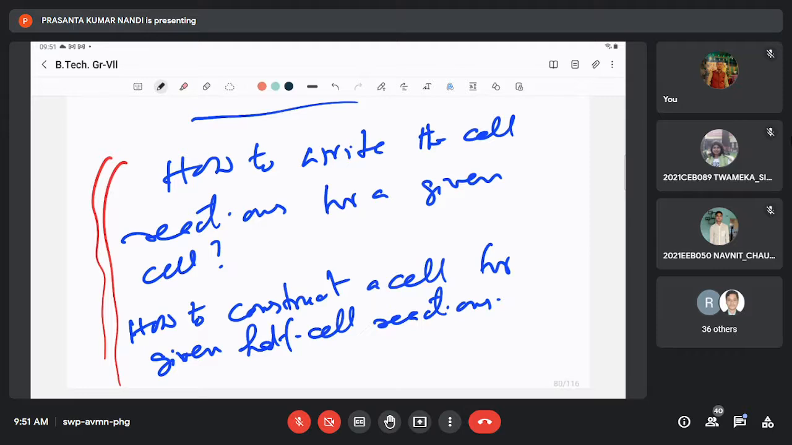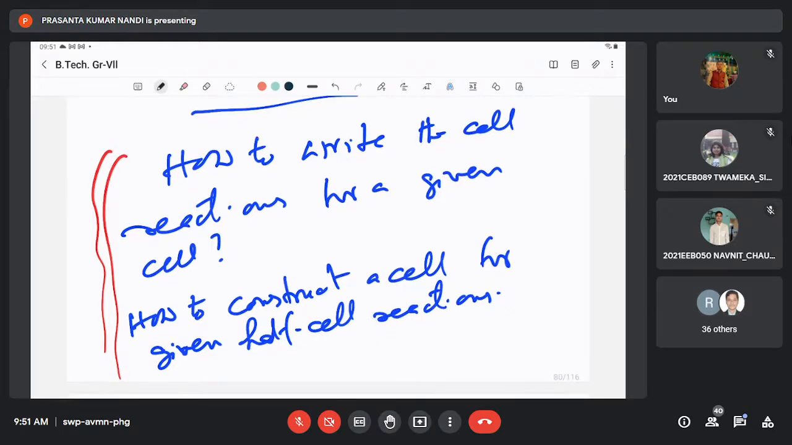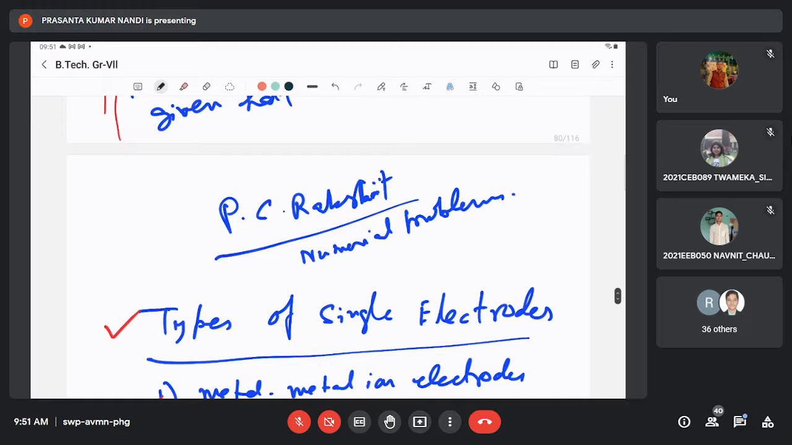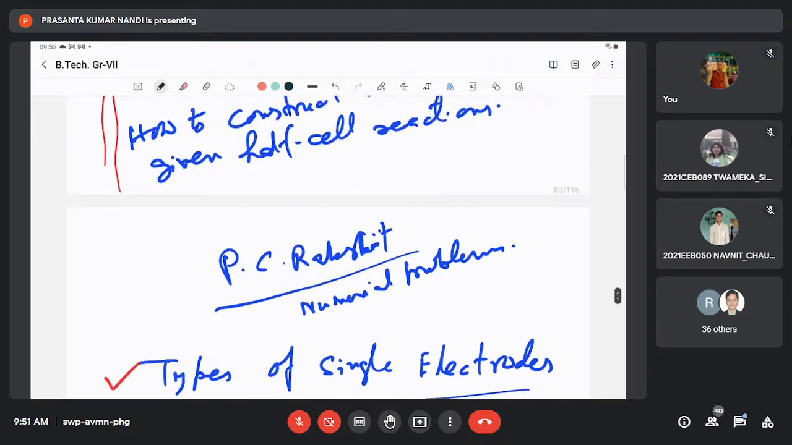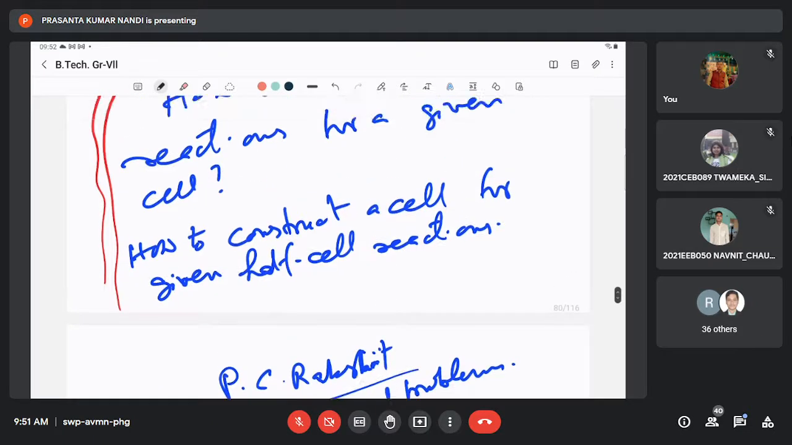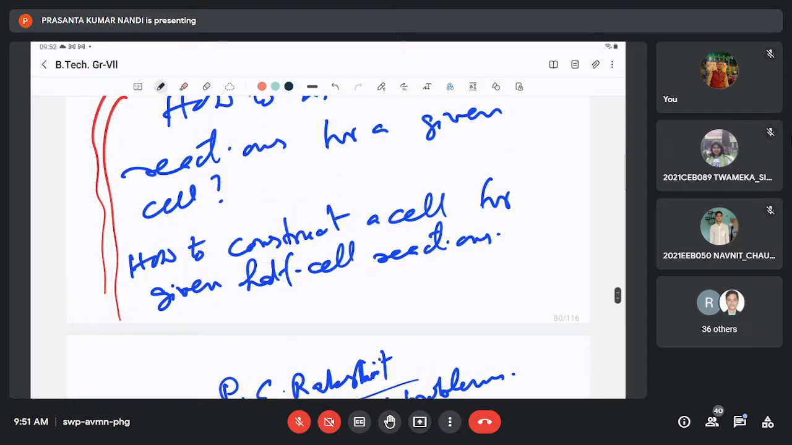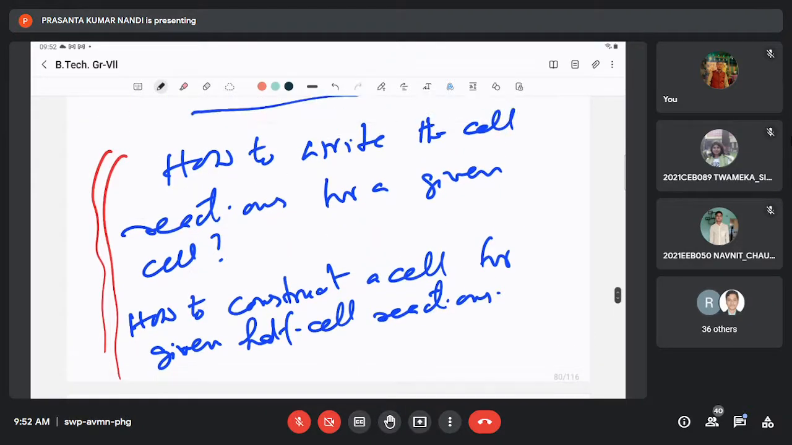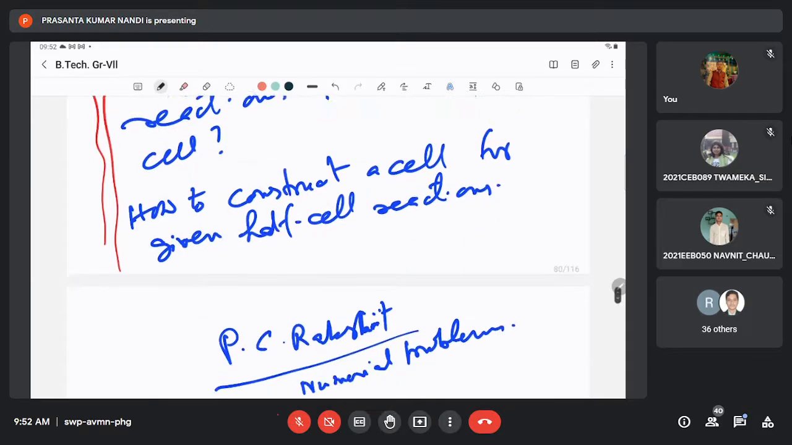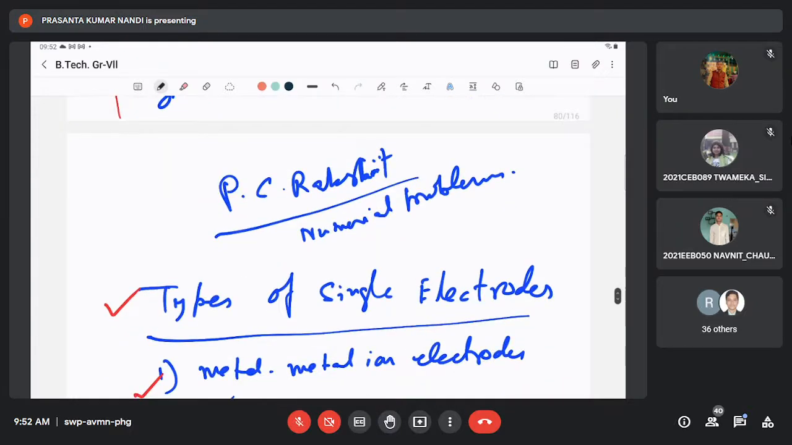Sometimes a cell reaction is given to you, and you are asked to construct the cell. For this, numerical problems are there in the physical chemistry textbook, so you can proceed with that. This is very important: how to write or construct the cell from a given reaction. You have to practice and solve this kind of problem.